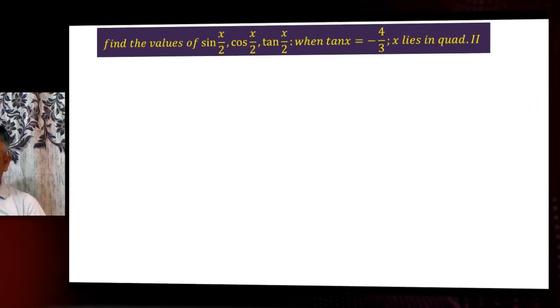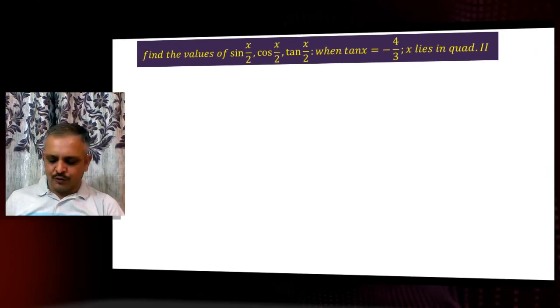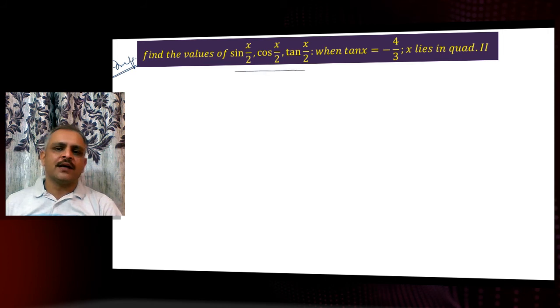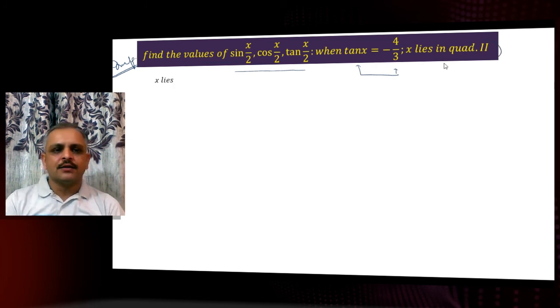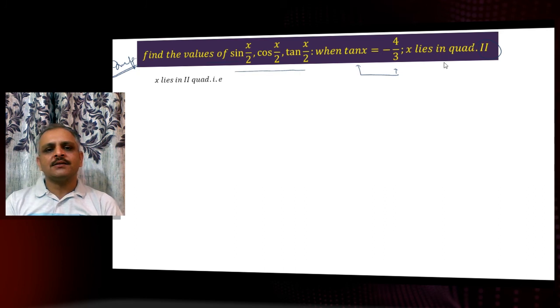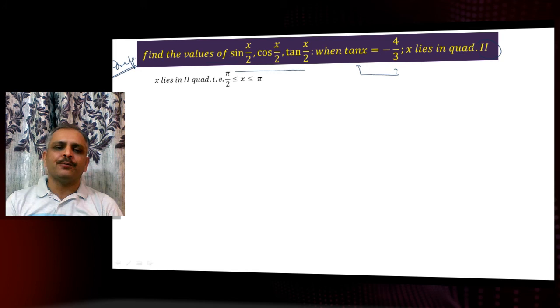And now we are going to solve some very important sums, mostly asked in exams for 6 marks. So we have to find the values of sin x by 2, cos x by 2 and tan x by 2 when tan x is equal to minus 4 by 3 and x lies in the second quadrant. Okay, let's start. So x lies in the second quadrant means x lies from pi by 2 to pi.